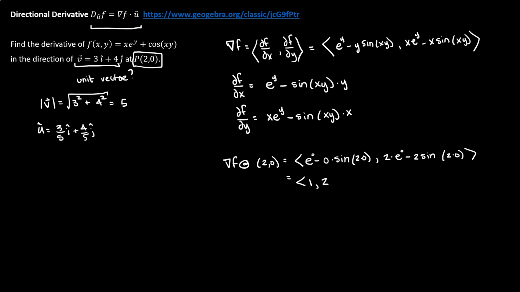Our second component looks like 2 minus 2 times sine of 0. Sine of 0 is equal to 0, so that simplifies to just be 2. So our gradient vector at the point 2, 0 is the vector 1, 2. Now we can calculate the directional derivative at the point 2, 0 by doing the dot product of the gradient of f at 2, 0 with the unit vector in the direction of v. In other words, we're dotting the two vectors that we have.